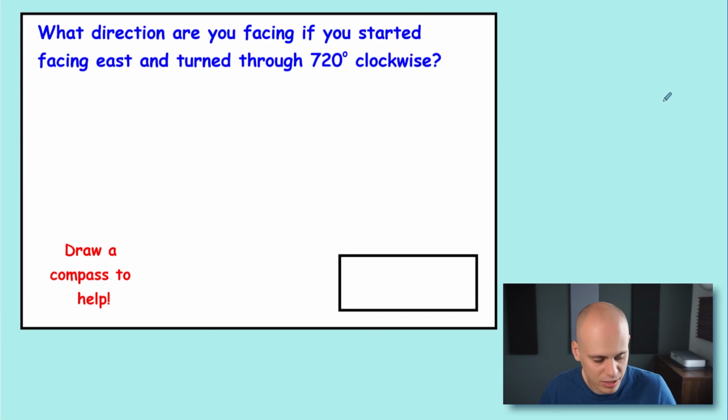I've got one more. Here we are. I knew I had one more. Let me check. Yeah, that's it. This is the last one, okay, guys? So what direction are you facing if you started facing east and turned through 720 degrees clockwise?